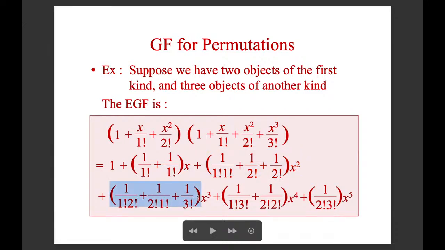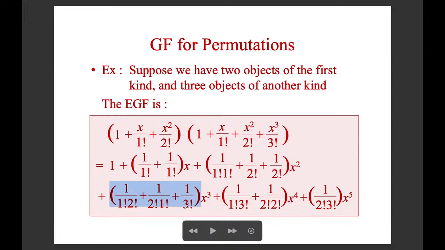and so on and so forth. As a particular example, the number of ways to select 3 objects out of them and do permutations will be this term, and then we need to multiply 3 factorial back, because this is not the original term. This is the original term after division by 3 factorial. So instead of getting this term, we need to get back the original term by multiplying with 3 factorial. So the number of ways to select 3 objects out of this setting is 3 factorial divided by 1 factorial 2 factorial, plus 3 factorial divided by 2 factorial 1 factorial, plus 3 factorial divided by 3 factorial.